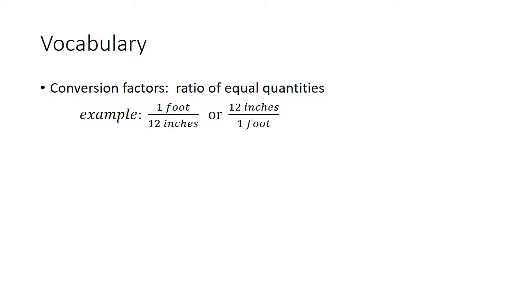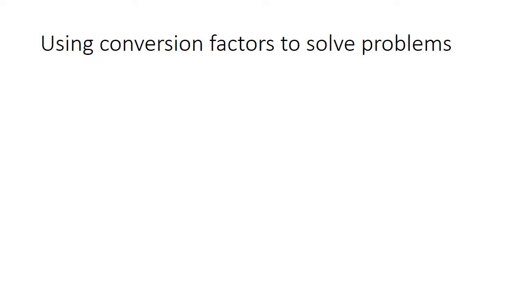So let's get started. The vocabulary that you need to know for today is called a conversion factor. That is, if we take two quantities that are equal, like 1 foot and 12 inches, and we put them together, we can call that a ratio. So 1 foot to 12 inches, or 12 inches to 1 foot. That is a ratio of equal quantities, and so that is called a conversion factor. That is what you will use when we are doing our conversions here in just a minute. So let's use some conversion factors to solve some problems.